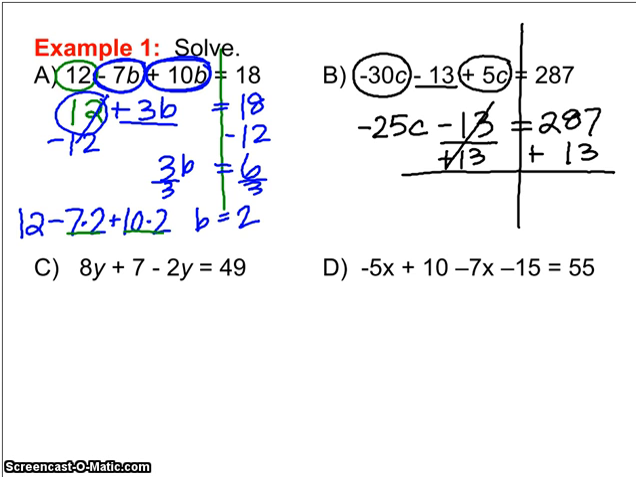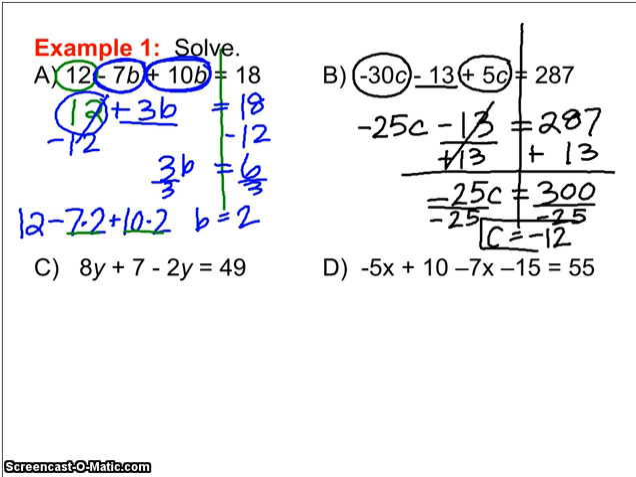So my inverse operations cancel it out, and I'm still left with a negative 25C, which equals 300. So again, I don't have my answer yet because C is not alone. Since C is being multiplied by negative 25, I need to divide by negative 25. Once again, both sides, and we find out that C equals negative 12.